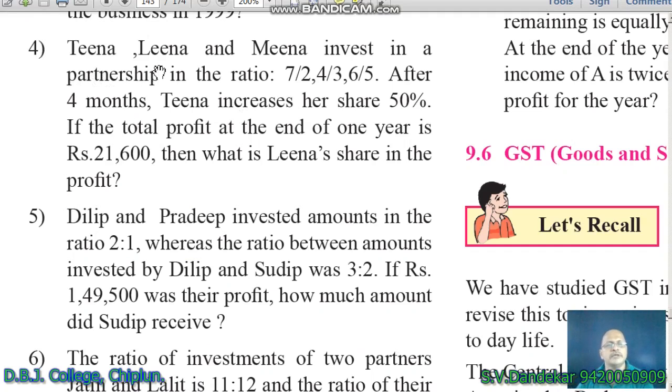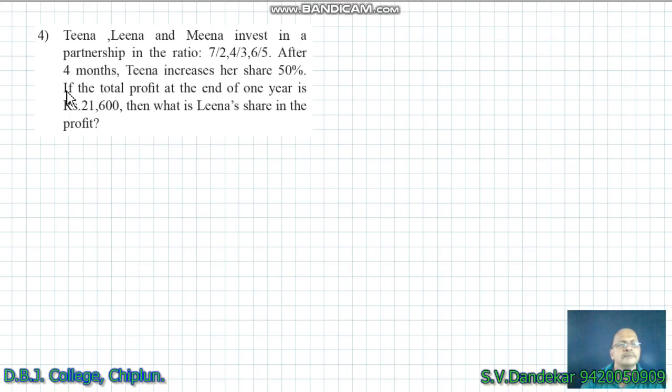Fourth problem, Tina, Lina, Meena invest in a partnership in the ratio 7 by 2 is to 4 by 3 is to 6 by 5. After 4 months, Tina increases her share 50%. If the total profit at the end of 1 year is rupees 21,600, then what is Lina's share in the profit? Tina, Lina and Meena.